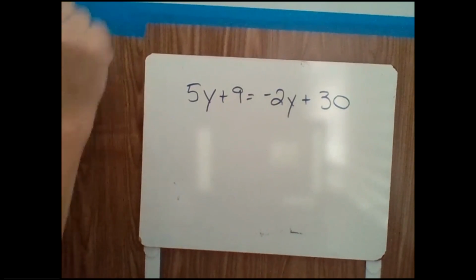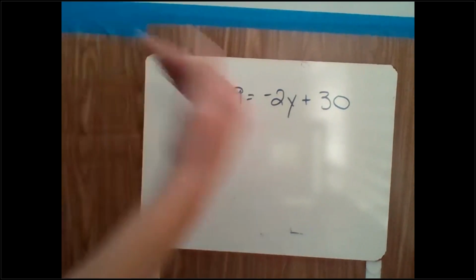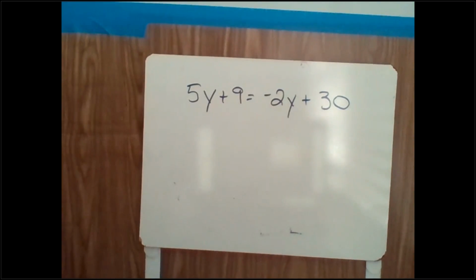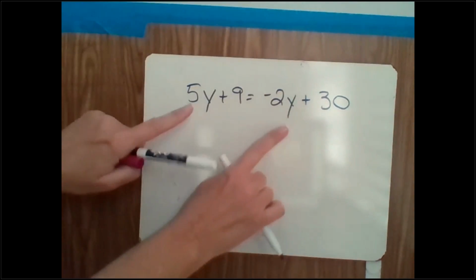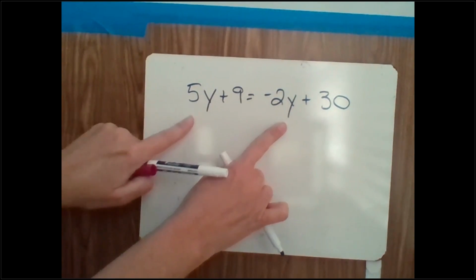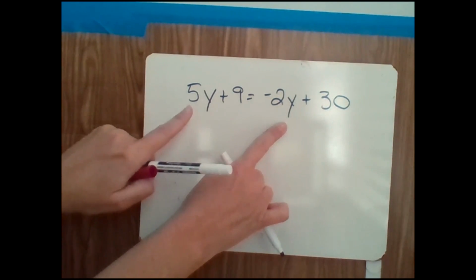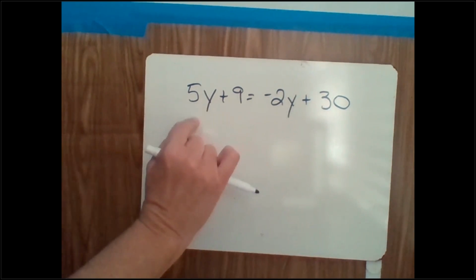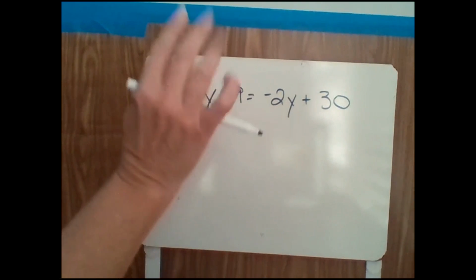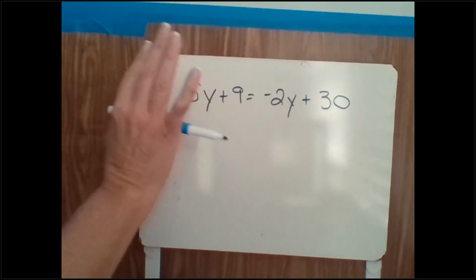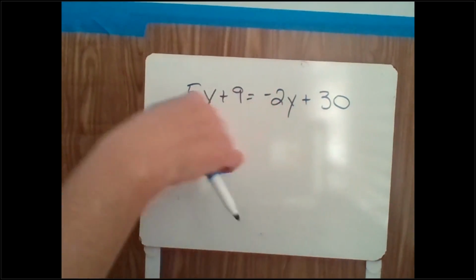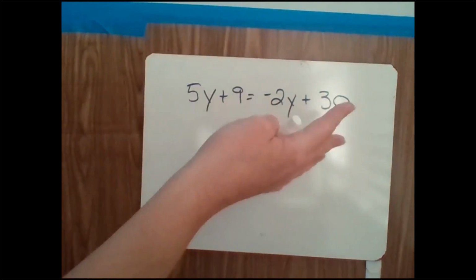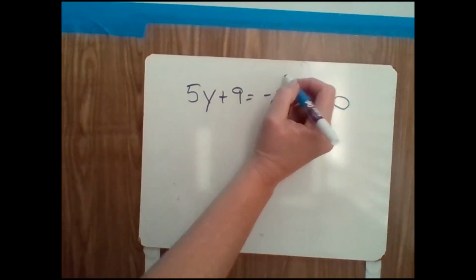When I'm making my plan and saying to myself, which side do I want my y on? Which side do I want my numbers on? I would look at these two y terms and I would say, you know what? I want to keep my y's on the left side of the equal sign because I have more of them and it's going to help me avoid negative operations using negatives. But I could still do it the other way.